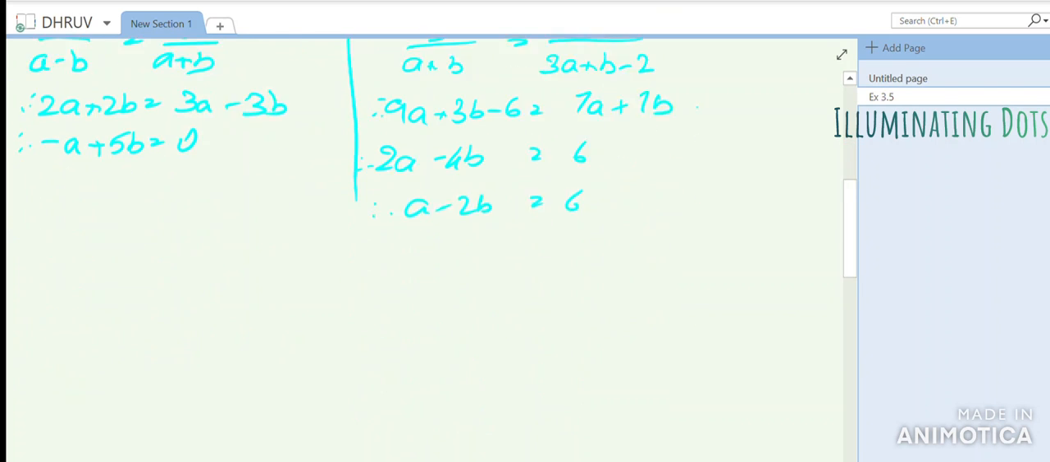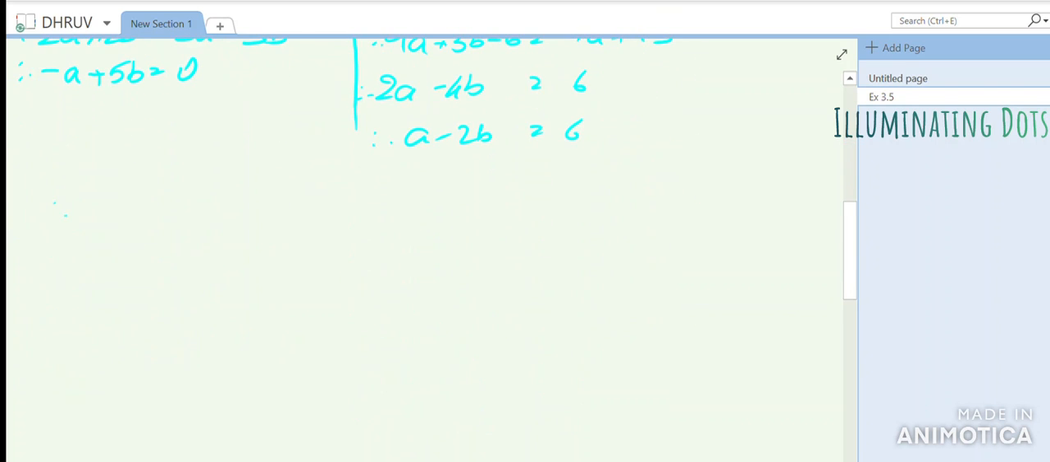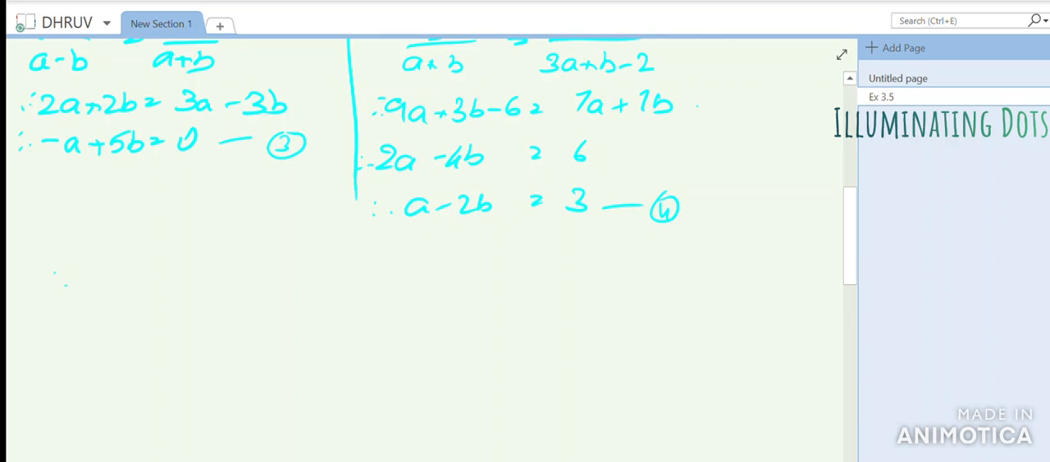Now we have this equation and we have this equation. What we do with them is we solve them. You can solve it by elimination method, you can solve it by substitution. Two equations here. Now we solve them. We can solve it by substitution method, elimination method, or cross multiplication method, whichever method you want. I will be solving it by elimination method.